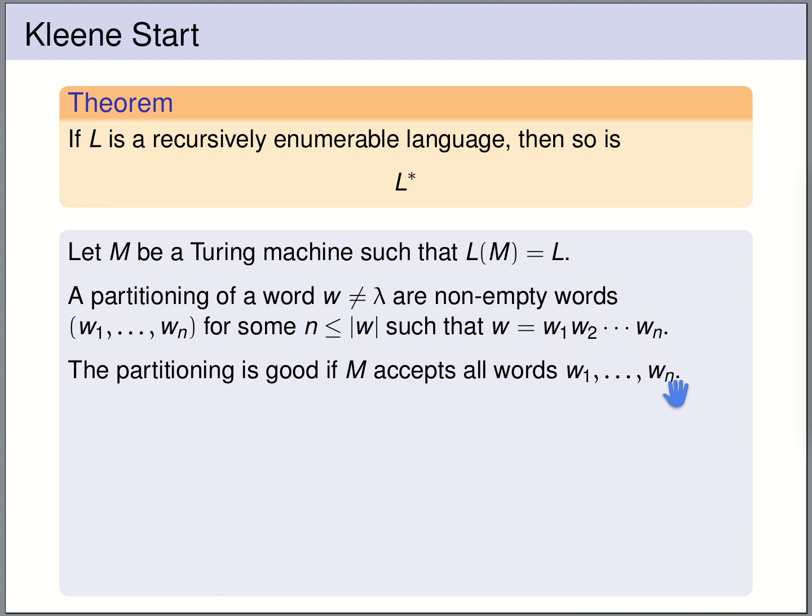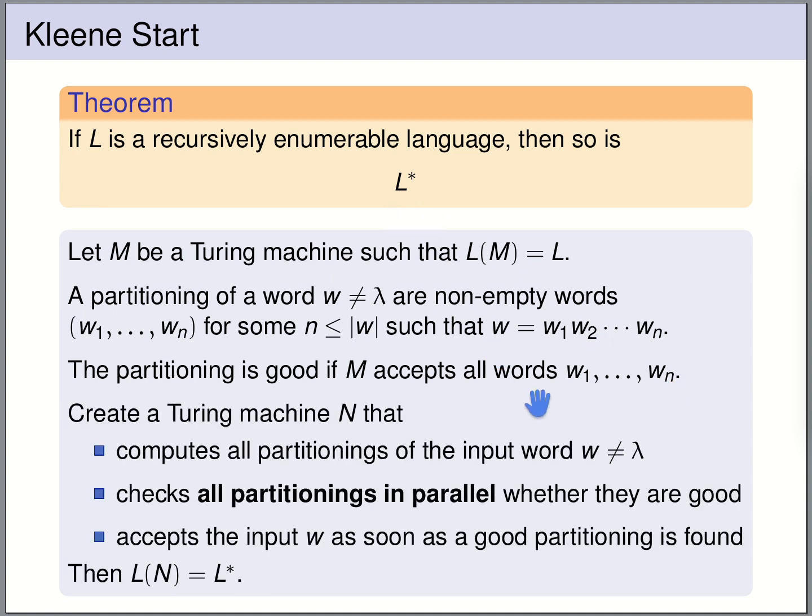Now we construct the Turing machine N that accepts L to the star as follows. This Turing machine takes as input a word W. Now if the input word is empty, then it's very simple. Then we don't need to split. Then we simply run the Turing machine M and we see whether M accepts the empty word. So let's assume that the input is a non-empty word. Then our machine N computes all partitionings of the input word W.